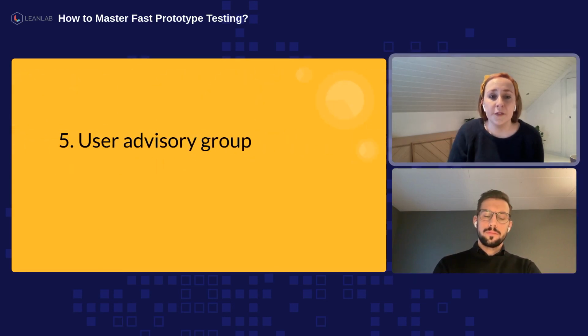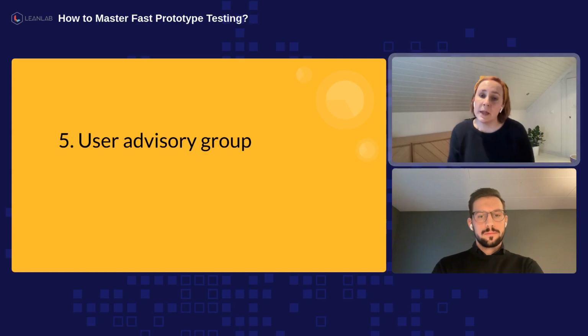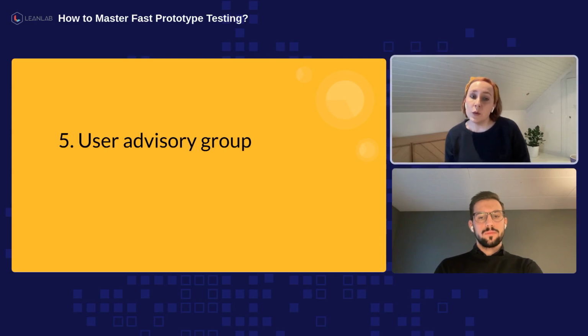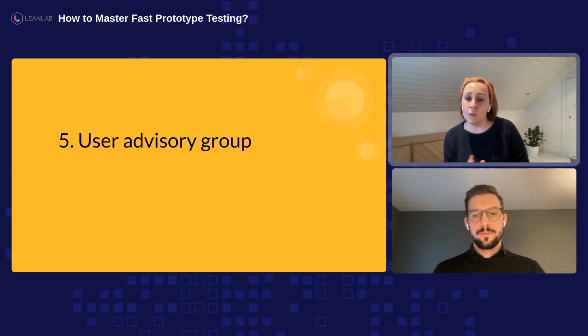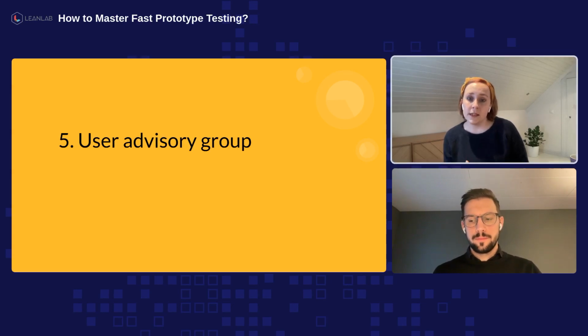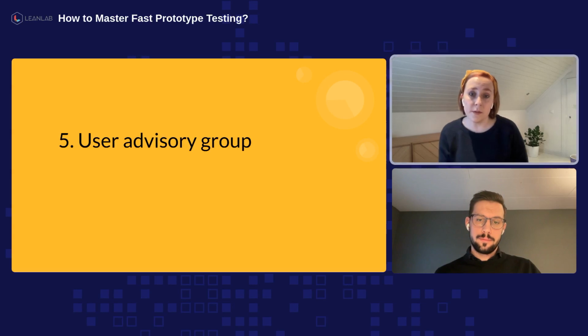And as a fifth point, to add speed to your prototype testing process, is having a user advisory group. This is kind of twofold in a sense. If you have a user advisory group ready for your prototype testing, it can help save time in terms of, for example, recruitment as part of the process. It can speed up the testing process in our experience, so make it 3 to 4 times faster overall.